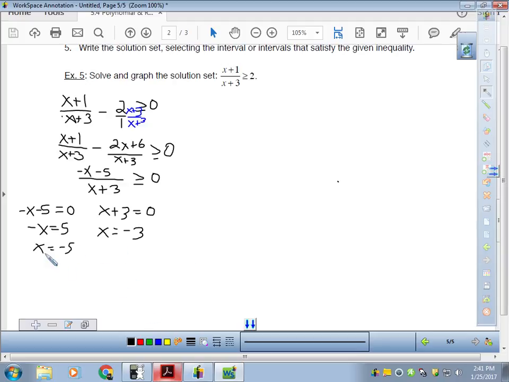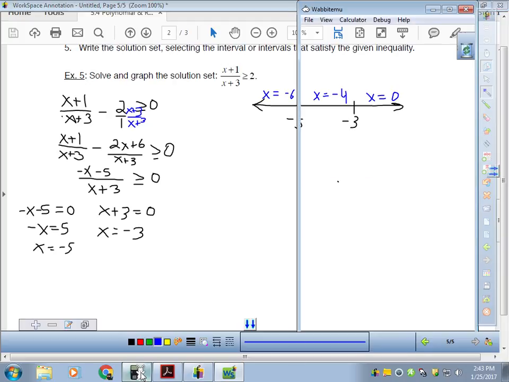So these are our boundary points. We're going to put those on a number line. Here's negative 5. Here's negative 3. I'll pick a test value in each interval. So here I'm going to pick x equals negative 6. Here I'll pick x equals negative 4. And here I'll pick x equals 0. And then we just plug them into this fraction.